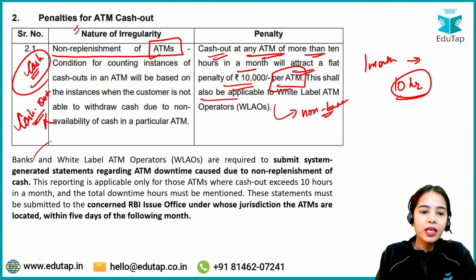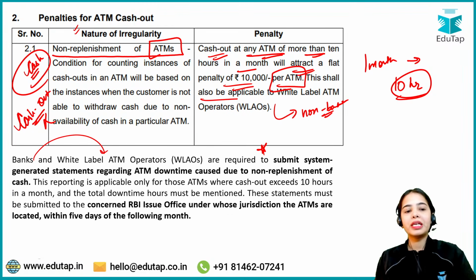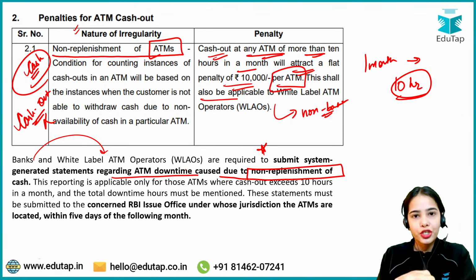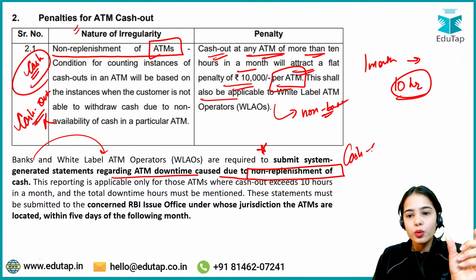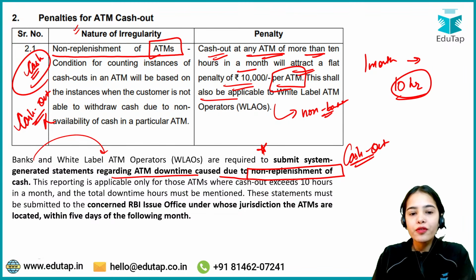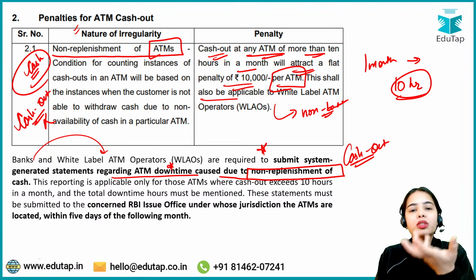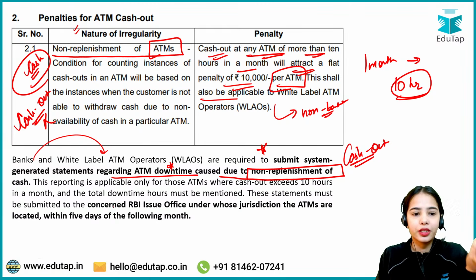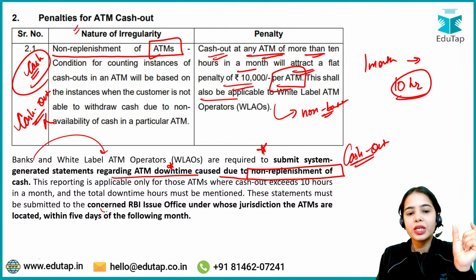So banks and white label ATM operators are required to submit system generated statements regarding ATM downtime caused due to non-replenishment of cash. Because of the cash out, for how many hours the ATM was down, not functioning because the cash is not available. These system generated statements have to be provided to the concerned RBI issue office under whose jurisdiction the ATMs are located.